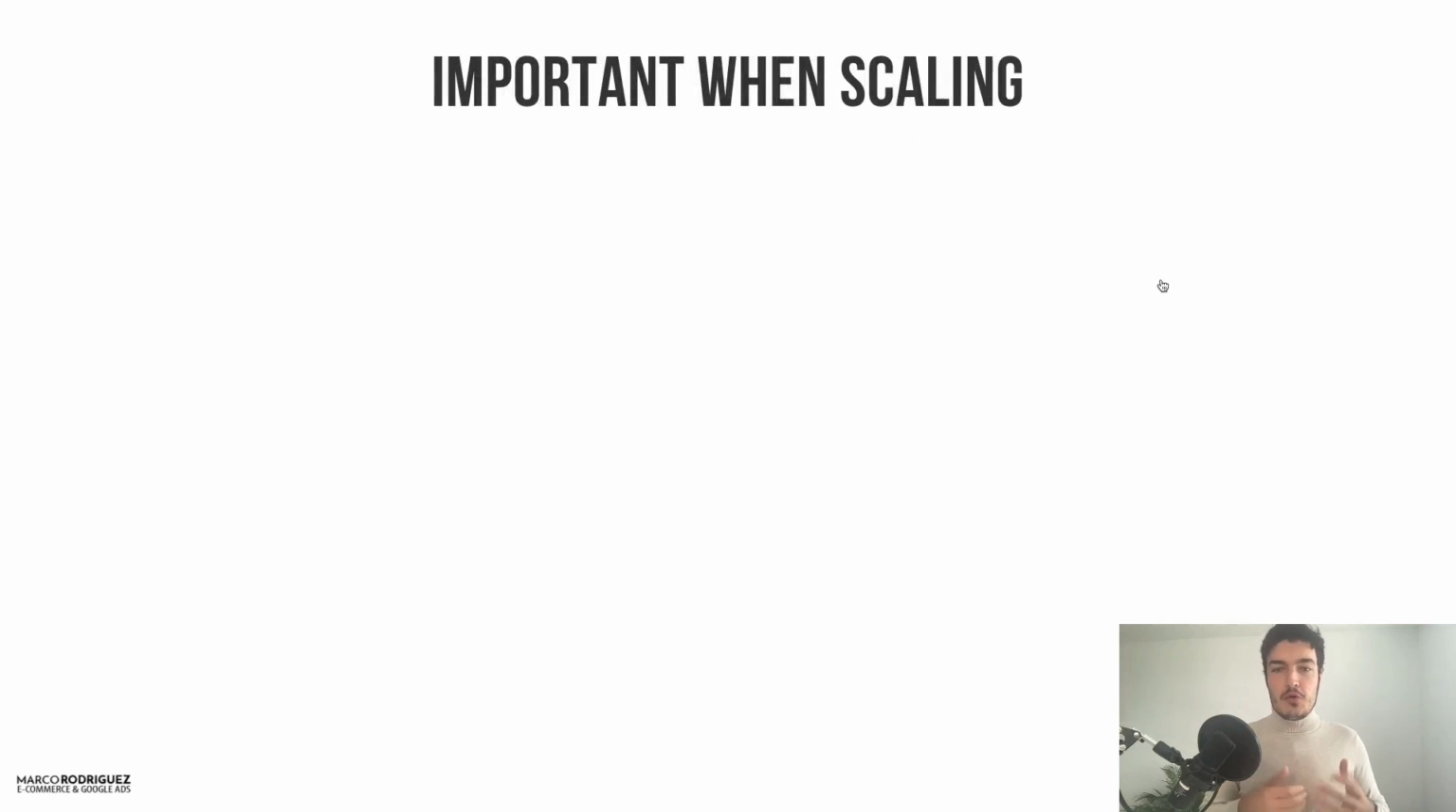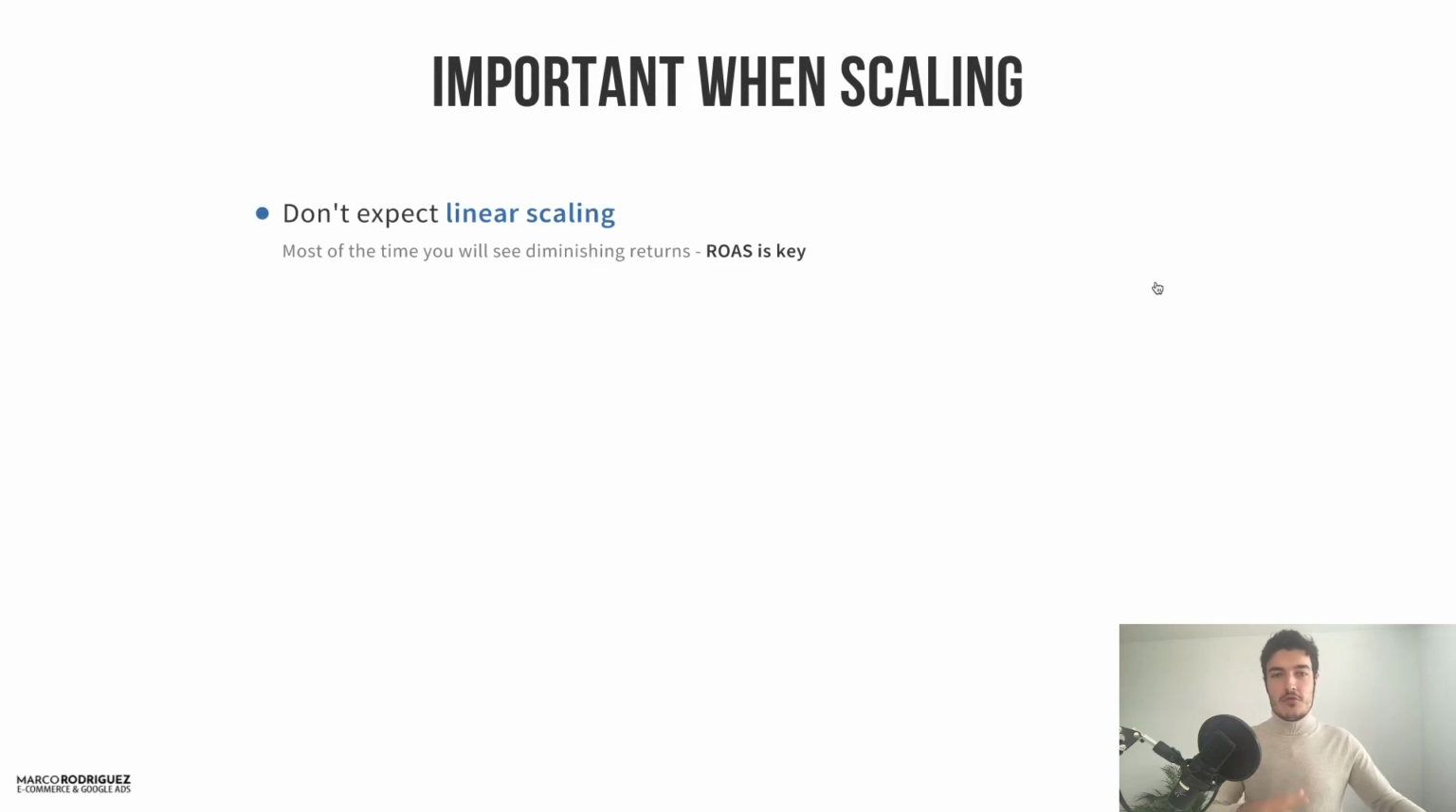Now, I have a few more important points when really scaling and when spending more. First of all, don't expect linear scaling. Most of the time you will see diminishing returns, and that's why the ROAS is key. A lot of people think that if you make 50K per month at a 4x ROAS, you will also do 100K per month at a 4x ROAS, or maybe a 3.8 or something. In reality, when you scale, almost all the time your returns will diminish. Right? So if you go from 100K with 5x ROAS, you might do only 4x ROAS on a 200K account.